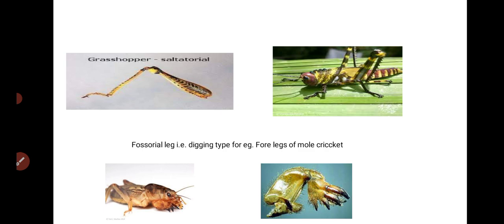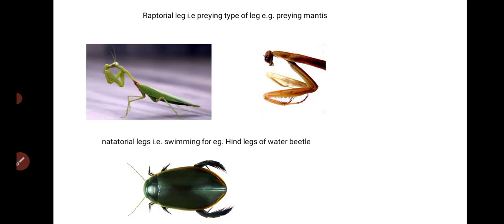Fossorial legs means digging type of legs, and these are the 4 legs of the mole cricket. After that, raptorial legs, that is grasping type of legs, present in the praying mantis, where the 4 legs are converted for grasping prey. Natatorial legs are used for swimming, for example the hind legs of the water beetle.